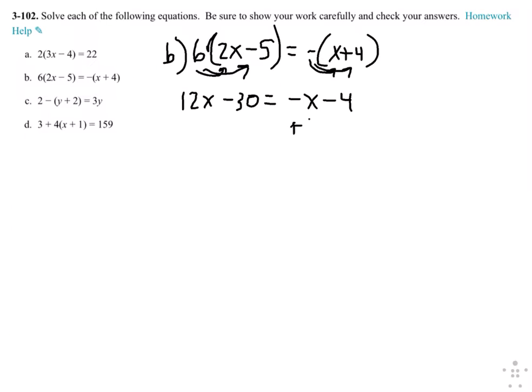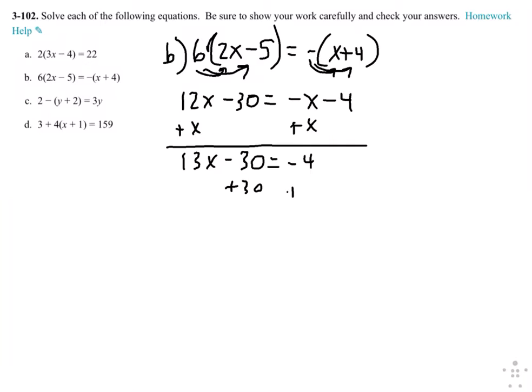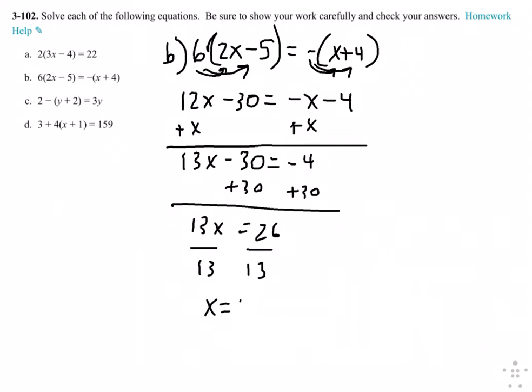Okay, so we add x to both sides, and we get 13x minus 30 equals negative 4. Add 30 to both sides. All right. So we get 13x equals 26. Divide by 13, and we get x equals 2 for B.